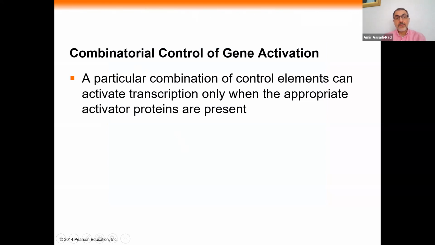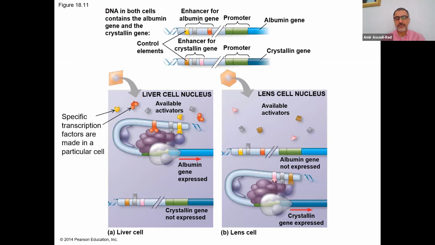Combinatorial control of gene activation. A particular combination of control elements can activate transcription only when the appropriate activated proteins are present, right here. That's what I was talking about, the difference between liver cells and lens cells. Lens cells in your eye and liver cells inside of your liver.